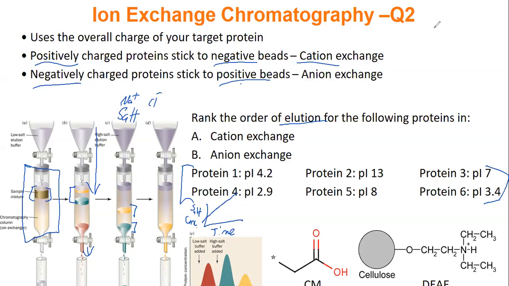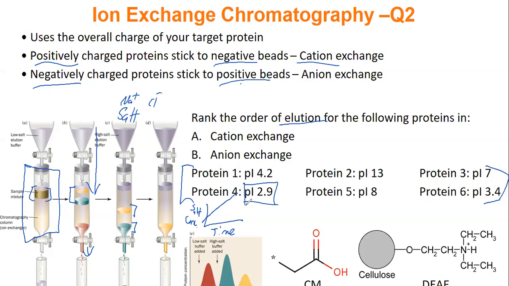You don't know how to start? Yeah, well, pI. How do we do this? pI means the pH at which a protein is electrically neutral, right? That's the pH at which something is neutral.